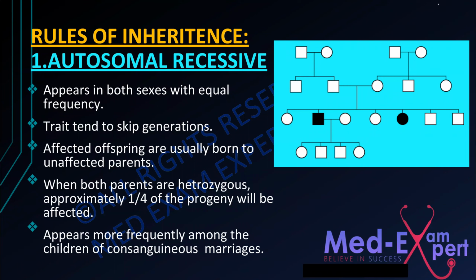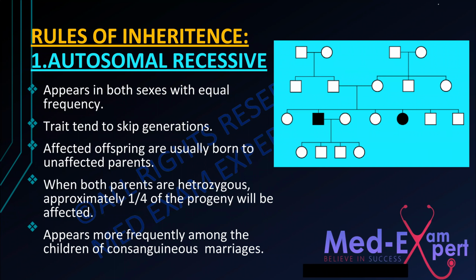So that is the first point. What is the first point we are discussing now? If parents are unaffected, it is usually recessive. If parents are affected and the offspring are affected, then it is autosomal dominant. If parents are not affected, then it is usually recessive. Okay. Next.